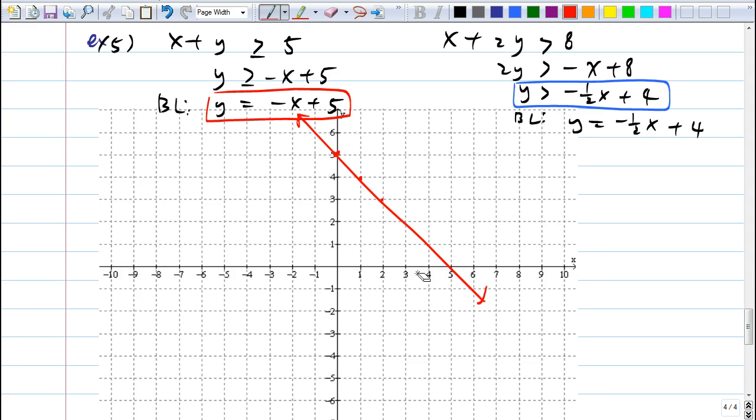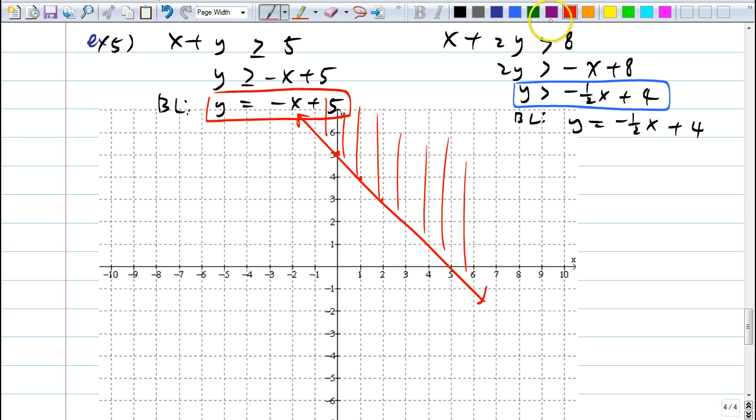Above or below? How about Samara? Do we shade above or below? Above. How many people agree with Samara? Yeah, it is above. It says y is greater than this line. So it's going to be all the y's that are greater than this line. It'd be everything above. Are we okay with that?